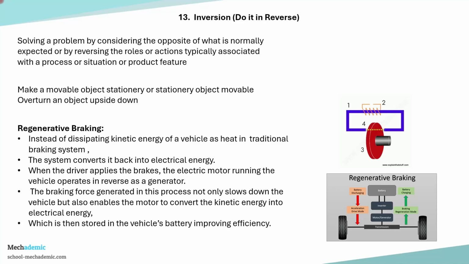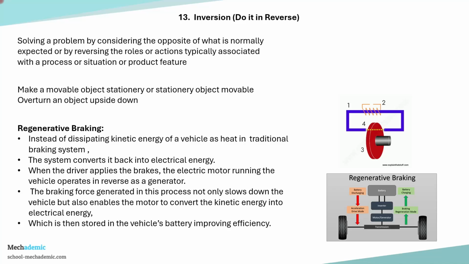So instead of dissipating the kinetic energy of the vehicle as heat as in a traditional braking system, you are converting it back into electrical energy. The way it works is that the driver applies the brakes. This is only applicable for vehicles run by electric motors, not for traditional internal combustion engines. When the driver applies the brakes, the electric motor running the vehicle operates in reverse as a generator. A motor uses electrical energy and outputs mechanical energy. A generator gets mechanical energy as input and outputs electrical energy.